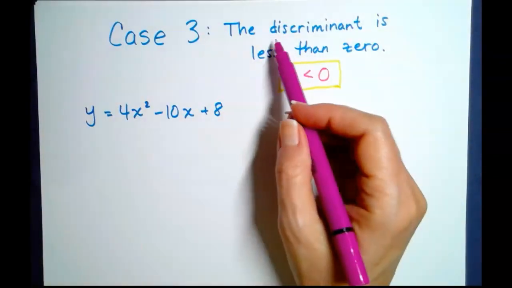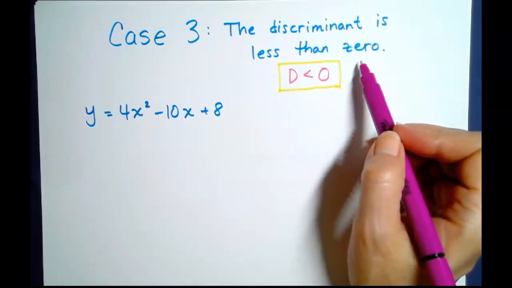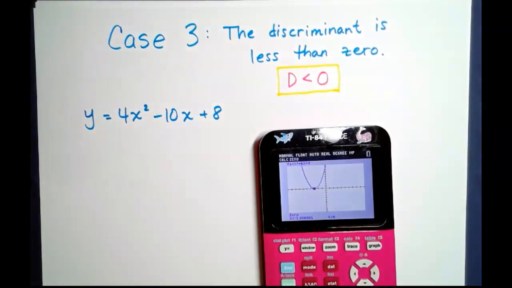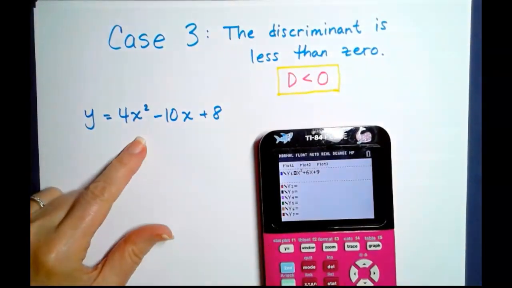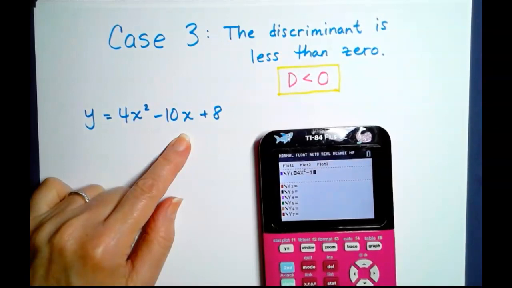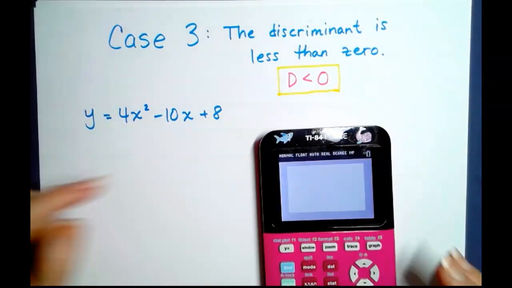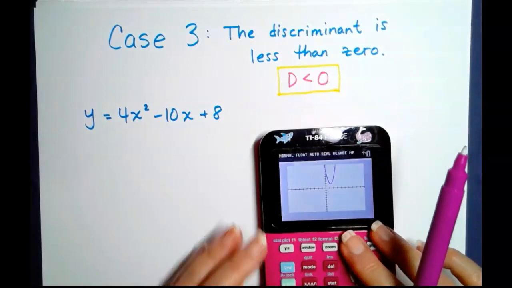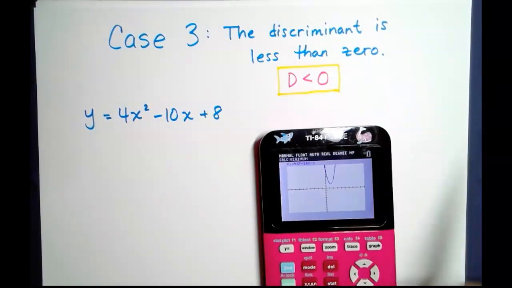Last problem. The discriminant is less than 0. Before we calculate the discriminant, let's take a look at the graph. So if we plug this in to graph it, 4x squared minus 10x plus 8, here it comes. Will this parabola ever be intersecting the x-axis? No, it will not. Its minimum value, and we can calculate a minimum value on my graphing calculator.